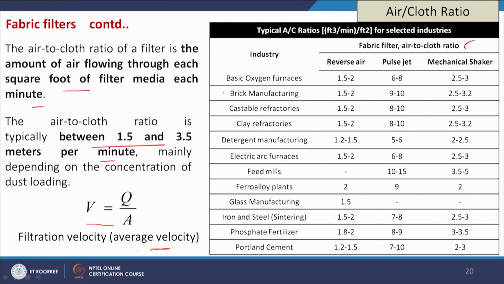You see different types of industries where these bag filters are used, and different types of cleaning methods: reverse air, pulse jet and mechanical shaker. So, in these cases air to cloth ratio is also provided. So, when we need to design a particular filter unit, say a fabric filter or bag filter, for a specific application, all this information will help us to decide its size, its fabric, and its operating conditions like air to cloth ratio, etc.